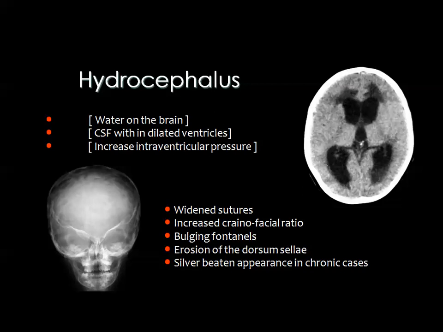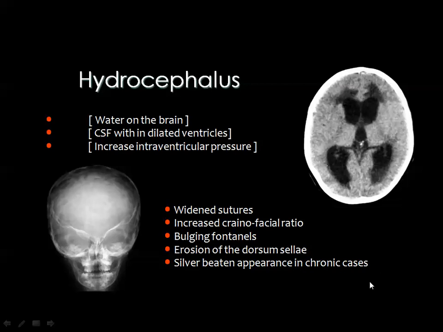Then first, you should know that hydrocephalus means that there is ventricular dilatation or enlargement of the cerebral ventricles, and it is referred to as water on the brain, CSF in dilated ventricles, or sometimes they call it increased intraventricular pressure. And in the CT scan or MRI, you will see dilated ventricles, whether they are only the lateral ventricles, or the lateral and third, or the lateral and third as well as the fourth ventricle. We will explain these issues in detail.